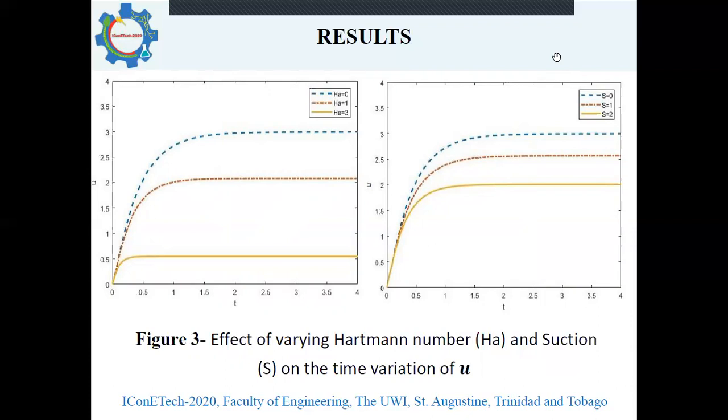For both figures 2 and 3, these results are in agreement with the results obtained by Hazem Attia in his study of unsteady hydromagnetic coated flow with heat transfer in the presence of uniform suction and injection.